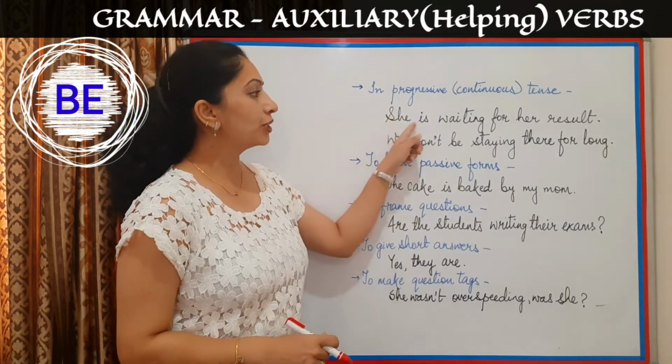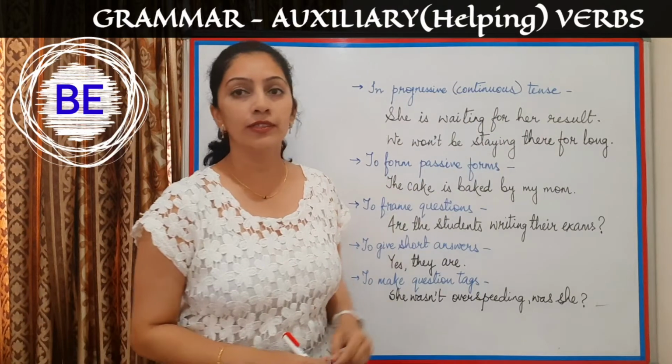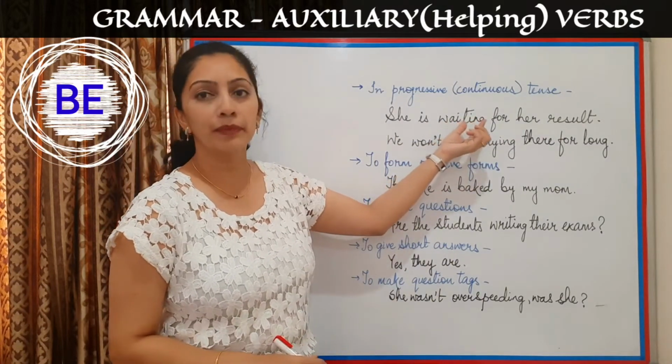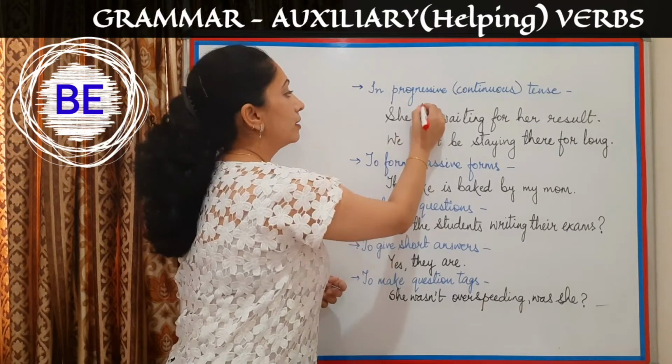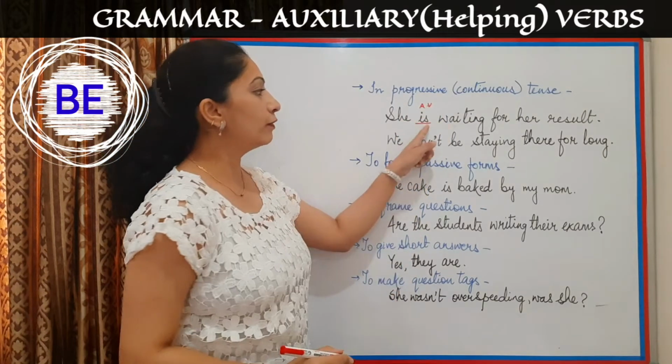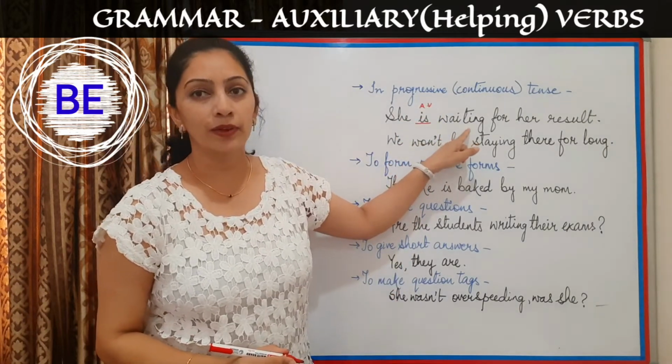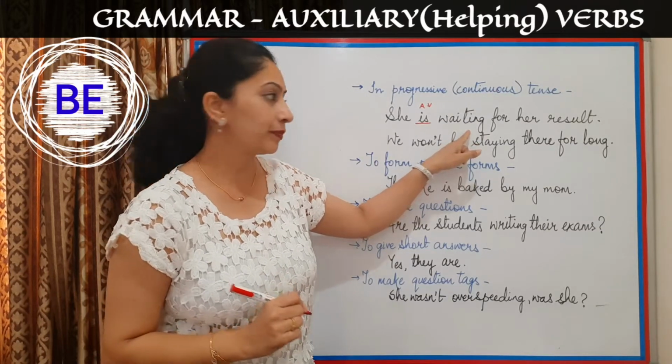For example, she is waiting for her result. Now if waiting is the main verb, is here becomes the auxiliary verb. And if you look at the tense, it is in the progressive or continuous form.